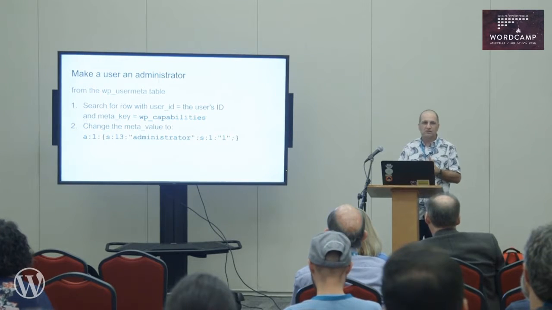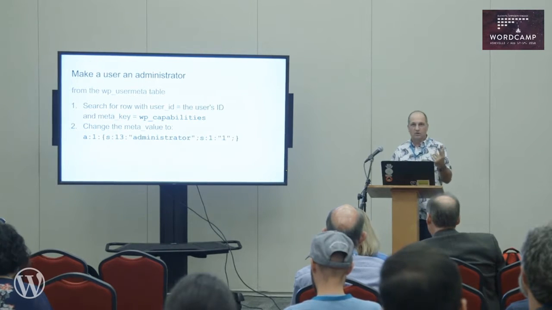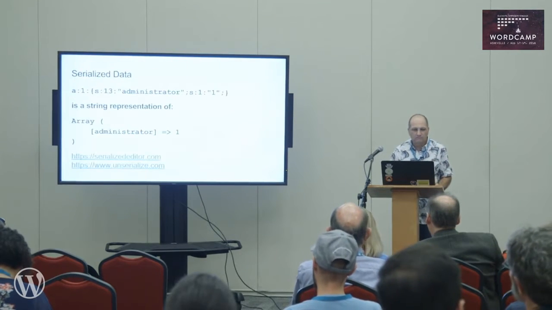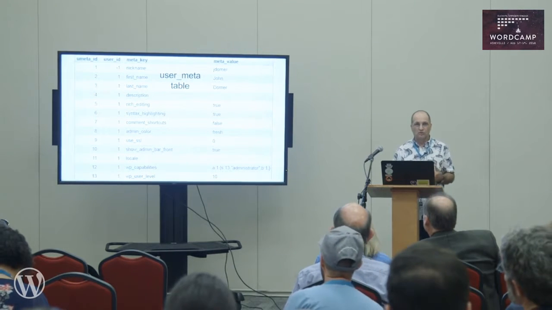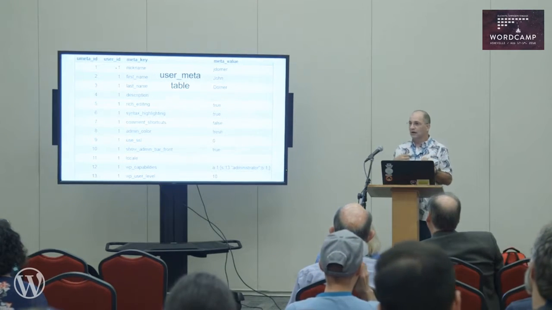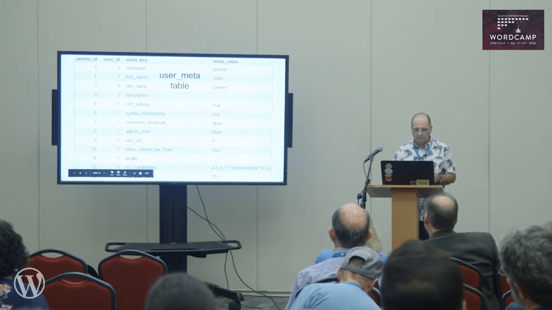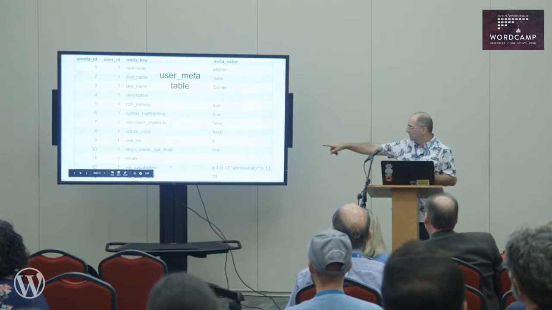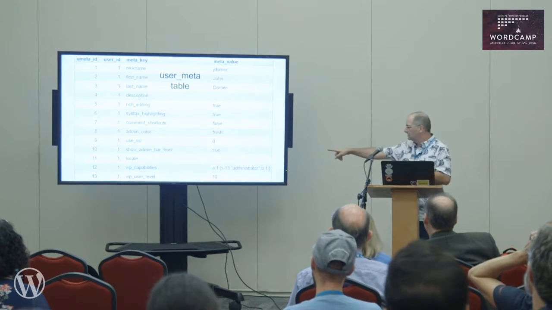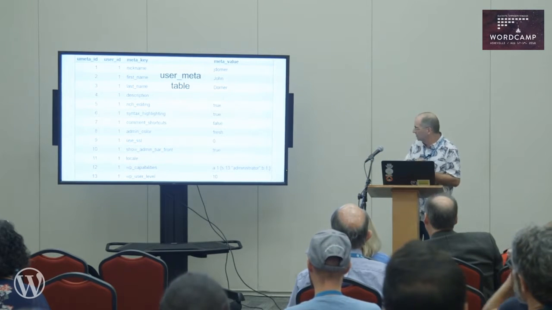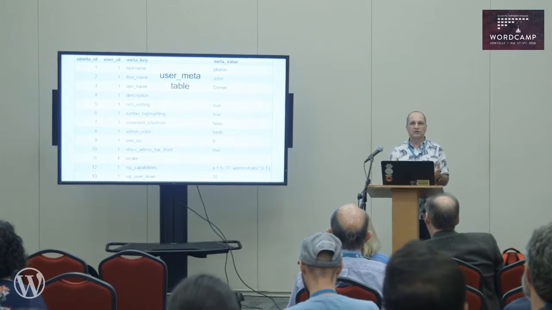So if you want to change somebody to be an administrator, you search for that user ID in the table. That's going to be in this user meta table. I'm going to look for the user with the ID 1, if I find what my ID is. In this case, my ID is 1. And I'm looking for a meta key with the value of wp_capabilities. And I'll paste that: A1 S13 administrator B1. And that will make user 1 an administrator.